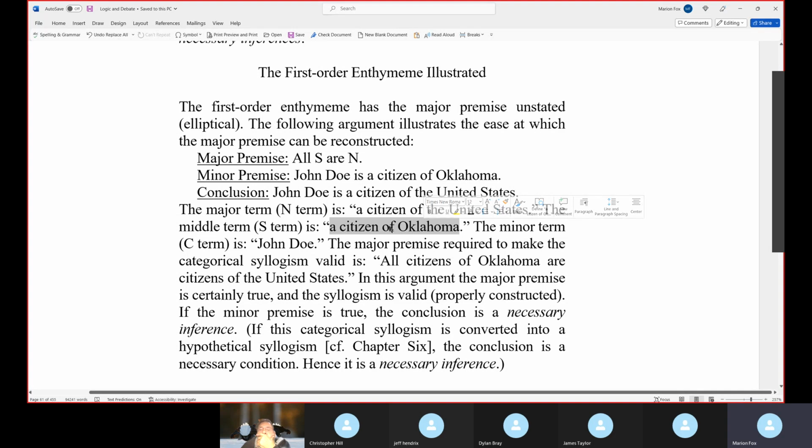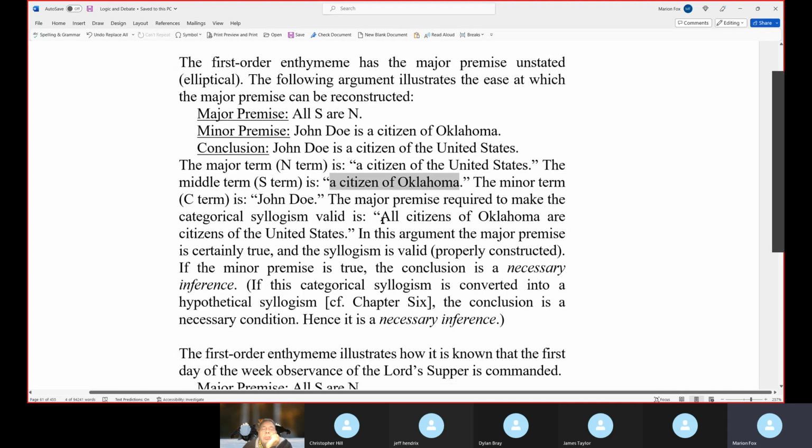So this would draw the conclusion then. And when we put those together, we draw the major premise to be all citizens of Oklahoma are citizens of the United States. That's how we draw that conclusion. So we reconstructed our major premise. So we can put this up here, all citizens of Oklahoma are citizens of the United States. That would be our major premise. Pretty straightforward.